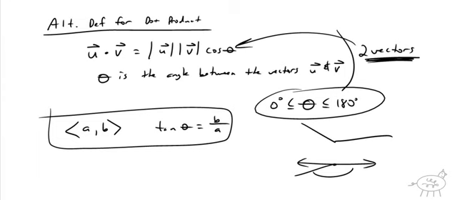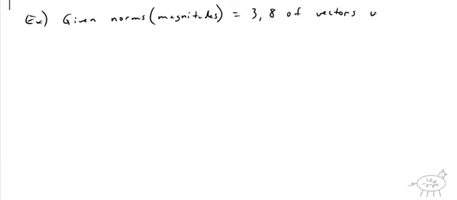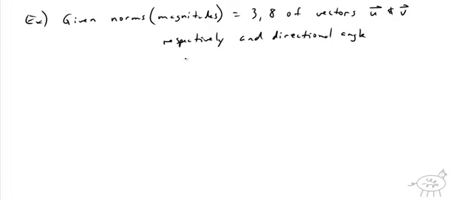All right, so let's do a couple examples here. If you're given, and we have another word here called the norms, and the norms are another word for magnitudes. So if you're given the norms are 3 and 8 of vectors u and v respectively, respectively means in order. So the u goes with the 3 and the v goes with the 8. And directional angle equals 20 degrees and 60 degrees, again respectively, which again the 20 degrees goes with the u and the 60 degrees goes with the v.